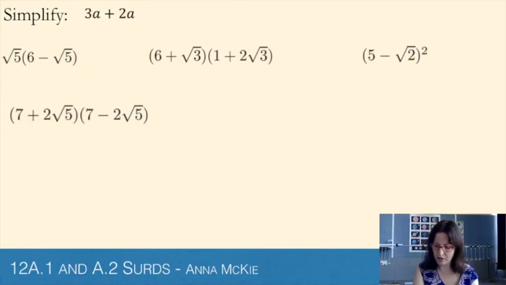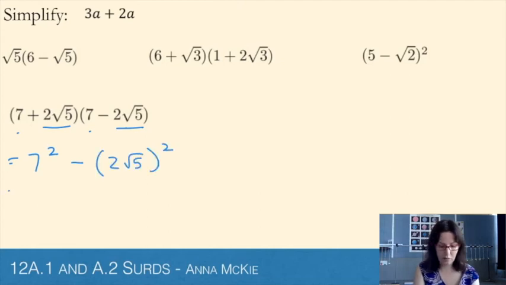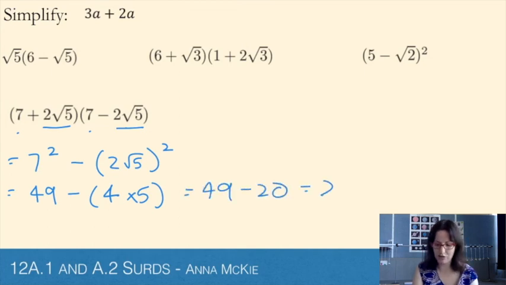All right, so working on that one. So we have the first terms squared, so that's 7 squared, and then a subtract. And then we look at the end terms and square that. Working that out, 7 squared is 49, and then you must square both components here. Please don't just square the root 5. The 2 needs squaring as well. So 2 squared is 4, and root 5 squared is 5, and that works out to be 49 subtract 20 equals 29.